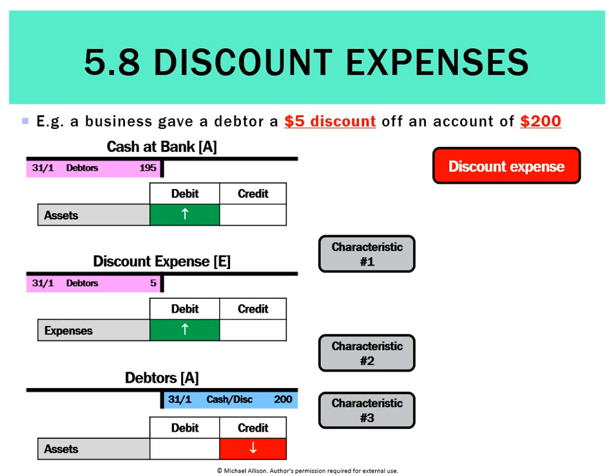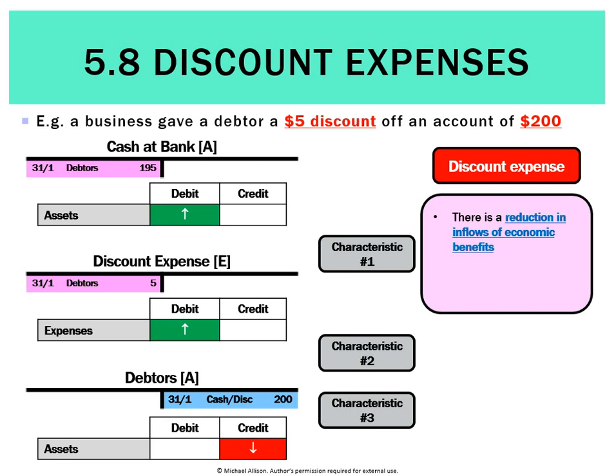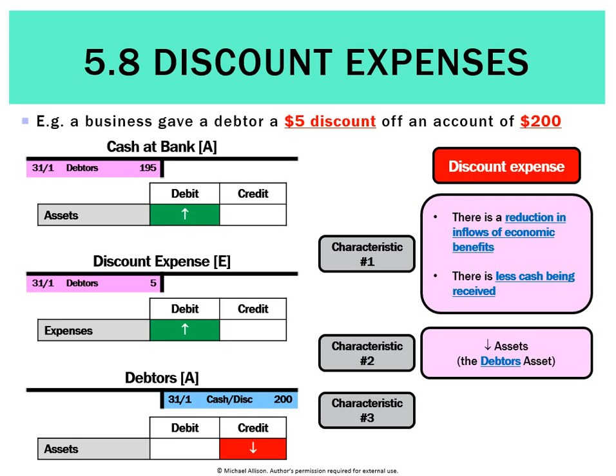Why was it an expense? Well, there was a reduction in inflows of economic benefits. What was the reduction of? It was less cash being received. There was a decrease in assets, in this case the debtor's asset, and there's an overall decrease in owner's equity.